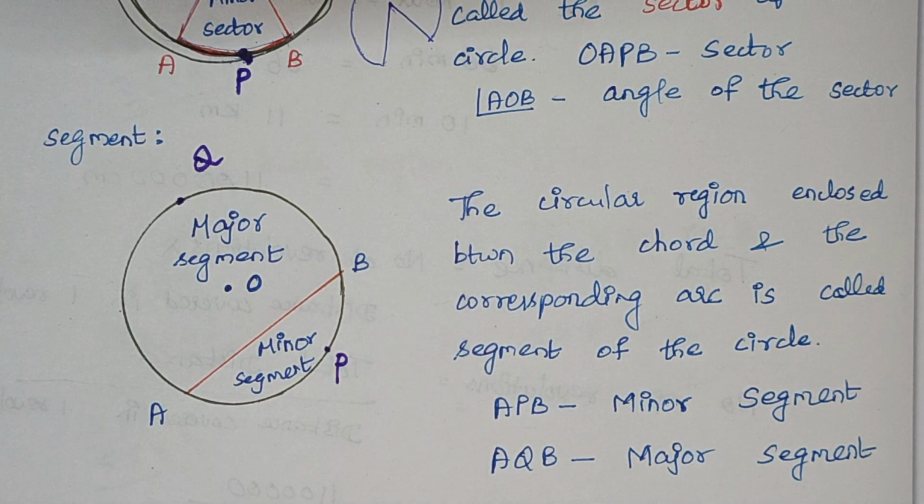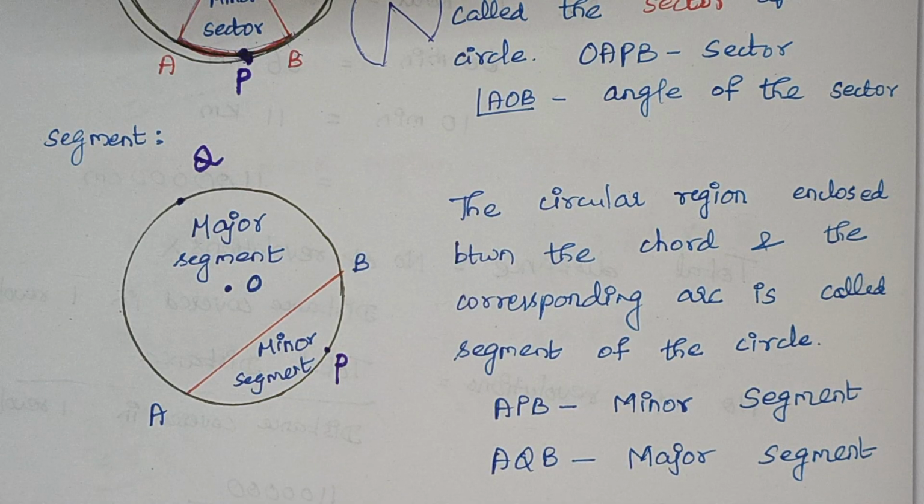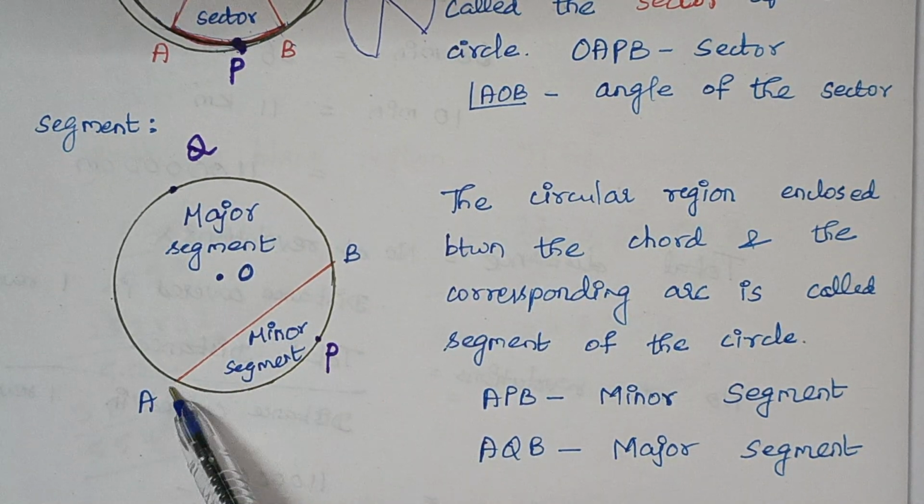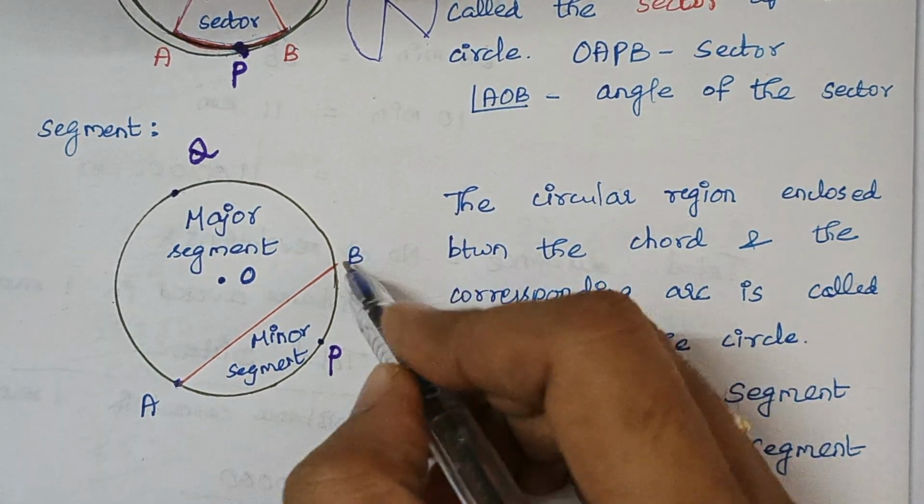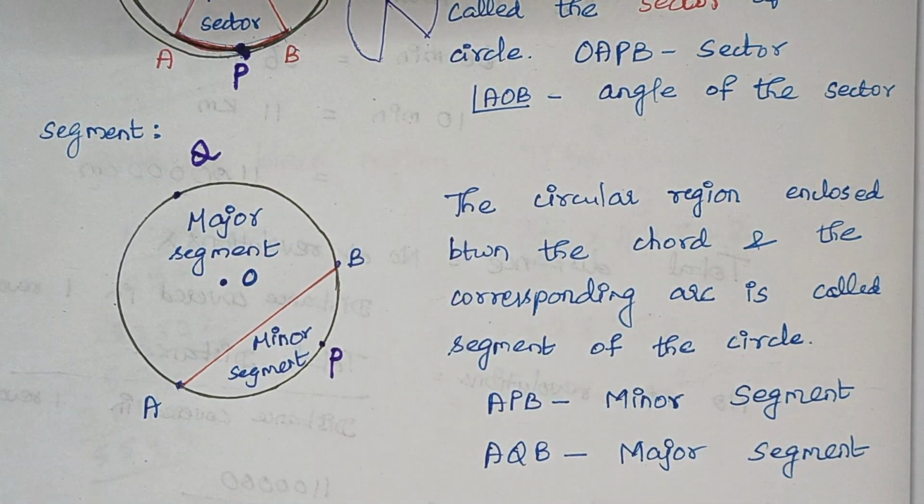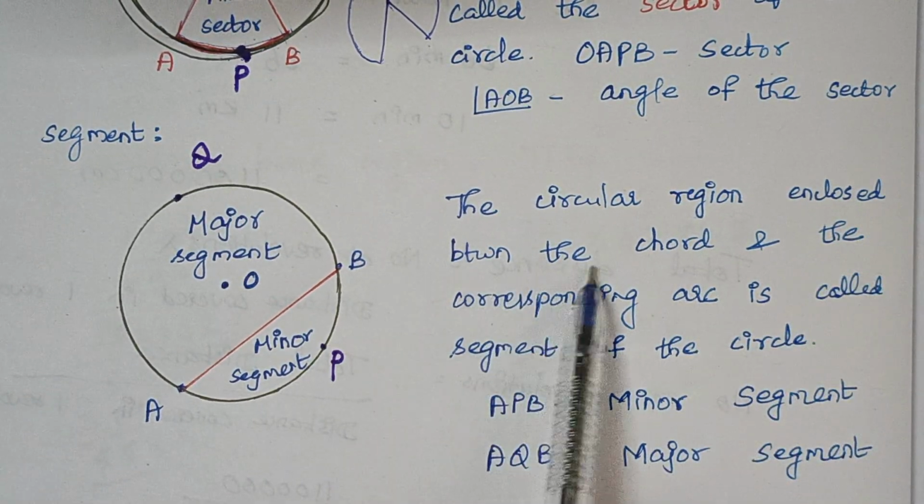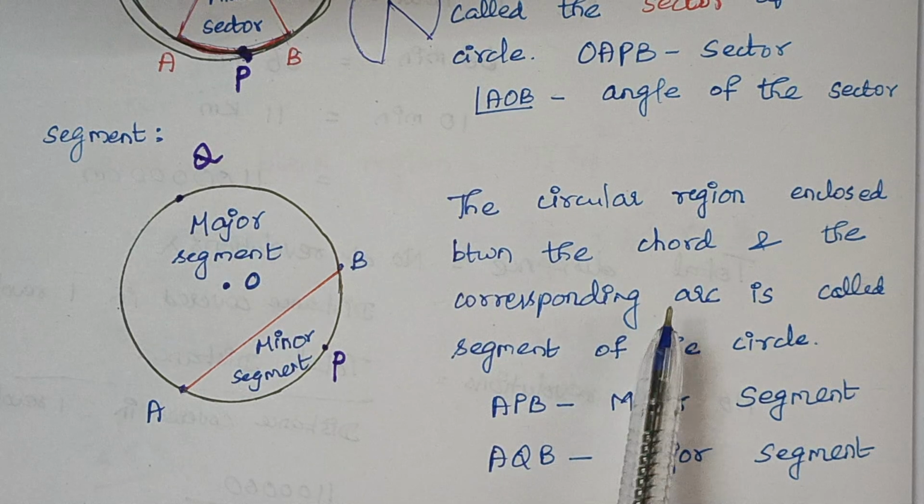So here what is meant by chord? A chord is a line that joins two different points on a circle. Right. So here this is known as chord. You see it connects two points on the circle. Okay, the points are A and B. So the circular region enclosed between the chord and the corresponding arc.